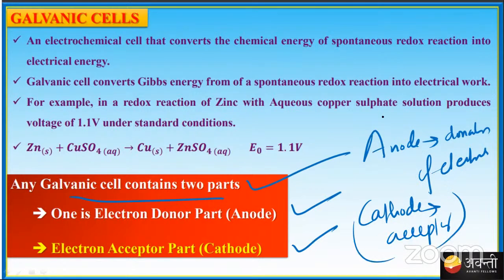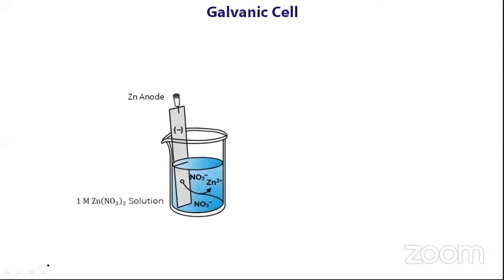This is the basic fundamental thing you need to know, as I already mentioned. Next, we are going to see the main setup of a galvanic cell, how the galvanic cell exactly looks. So you have taken a zinc nitrate solution, where the concentration of zinc nitrate is 1 molar.